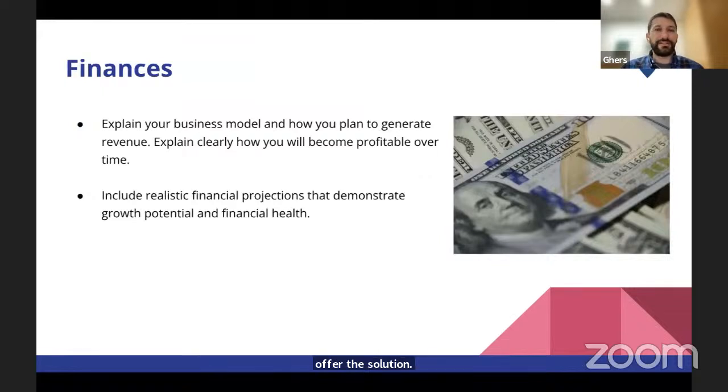And of course, the finances. In the end, if you're talking with an investor, but really with anybody that will partner with you, because everybody will want you to be a partner in the long term, you need to explain the business model, how you are planning to generate revenue and become profitable in the span of time that you're talking about, right? So include realistic financial projections that demonstrate growth potential and financial health.